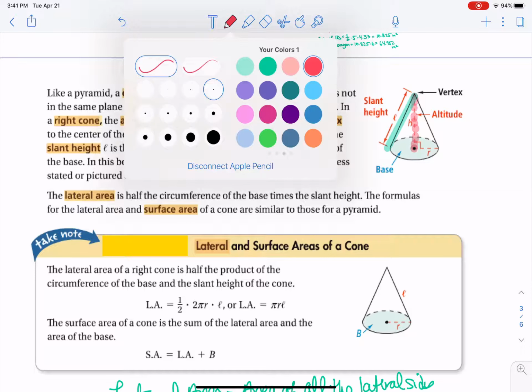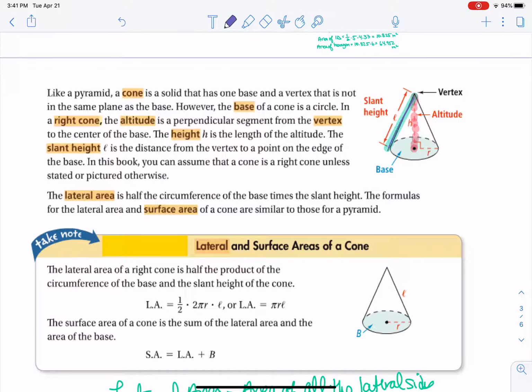Side note, if you see any of these problems, sometimes you have to do Pythagorean theorem to find one of them. If you have the radius of the circle, you might have the slanted height and you need the altitude, or you might have the altitude and you need the slanted height, and you're going to have to do a squared plus b squared equals c squared to figure out your missing piece. So that could be coming.